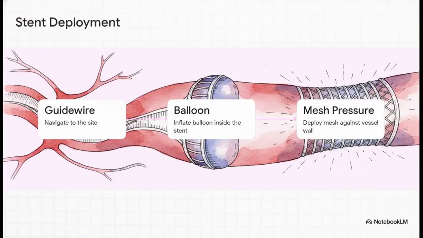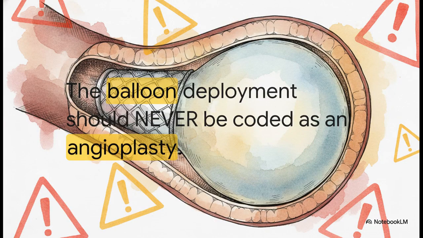To code this correctly, you absolutely have to visualize how the device is deployed. Step 1. The physician places a guide wire to navigate to the exact site. Step 2. A balloon is inflated inside the stent to physically expand it. And Step 3. The mesh is fully deployed, creating that necessary pressure against the vessel wall. Now, why do we care so much about these physical steps? Well, establishing this foundation sets up the exact logic for why certain actions are automatically bundled right into the final billing code. And that logic brings us to a massive, flashing warning sign.